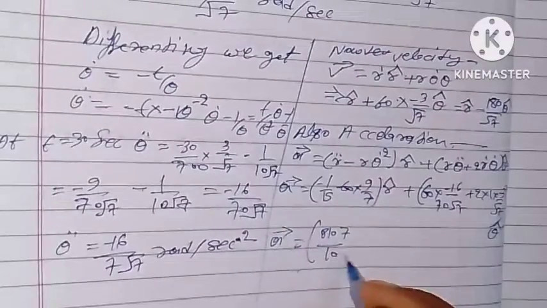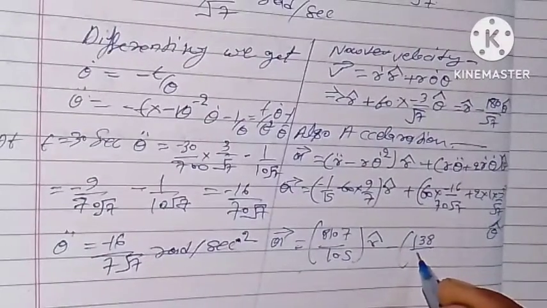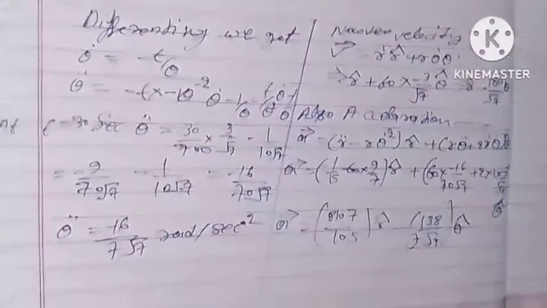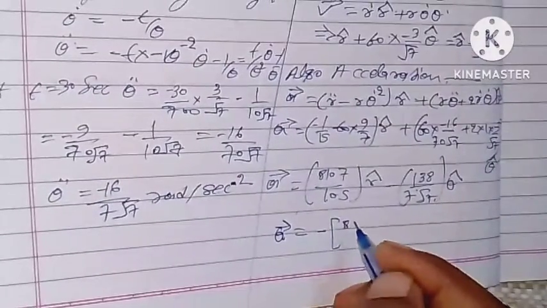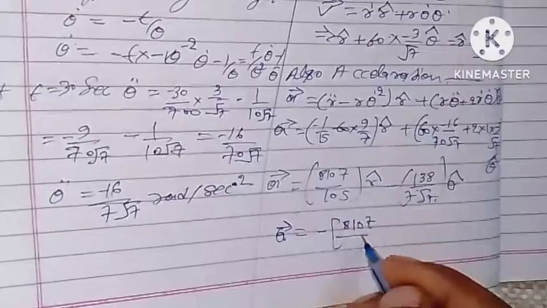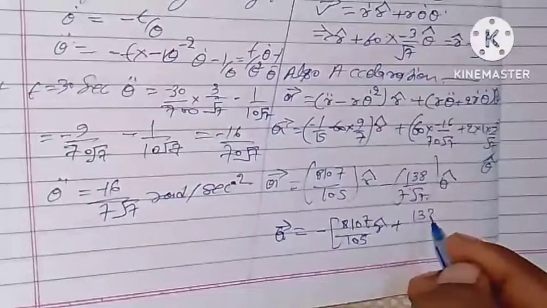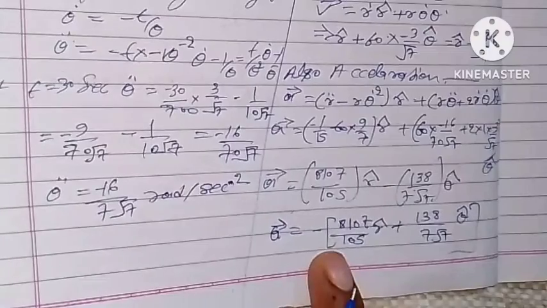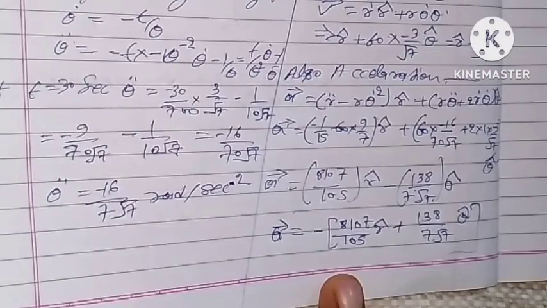Vector A equal to minus 8107 upon 105 unit vector r minus 138 upon 7 root 7 unit vector theta. Then the value, vector A equal to minus 8107 upon 105 unit vector r plus 138 upon 7 root 7 unit vector theta. This is the answer of the acceleration in this question. Okay, thank you.